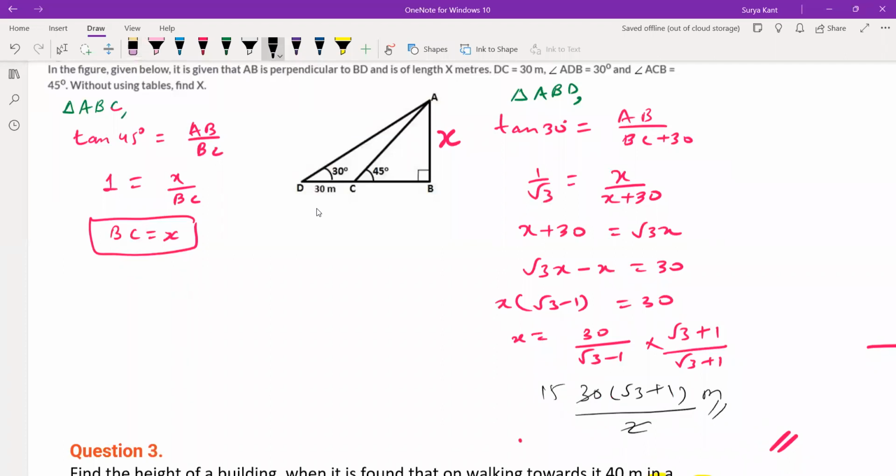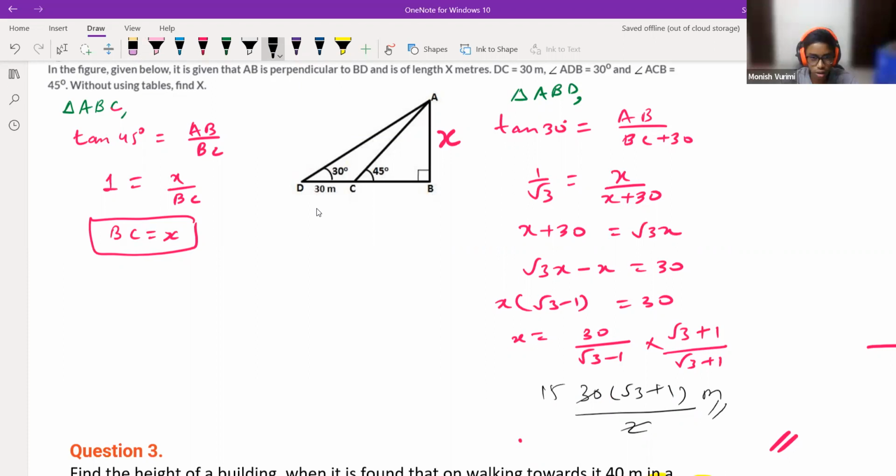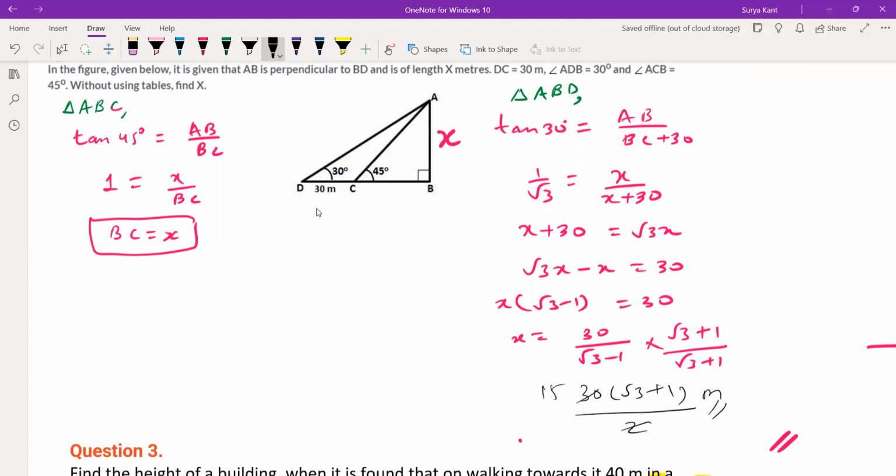So why are children not getting answers? I don't know why. Monish, why didn't you solve till last? Sir, I just got confused in one step and I was not getting it. No, you shouldn't be confused. Very small question. This is not anything that needs much thinking. Simply, we have to solve two triangles and just get the answers.